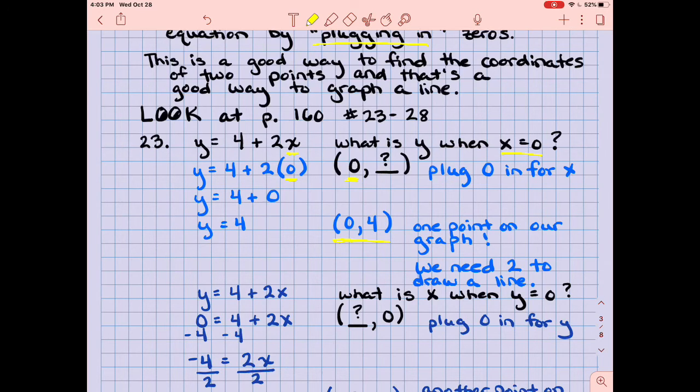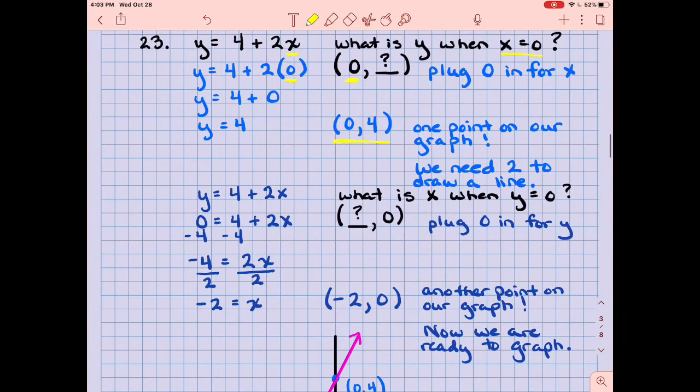So let's find the x-intercept. We'll say, what is x when y is 0? So we're going to plug in 0 for y this time instead. 0 equals 4 plus 2x. So I'm subtracting 4 and dividing by 2, and I'm ending up with x equals -2. So here's another point on our graph.